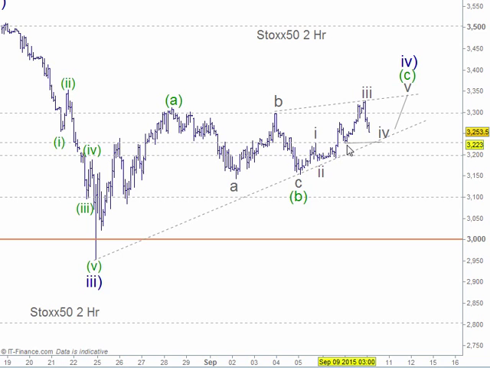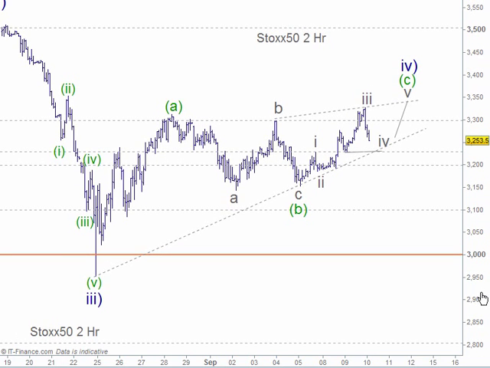So let's just see how that unfolds, and once this is finished, the other main point is that we'd be looking for a move back below here somewhere in 5 waves. So it is quite important, but once we've got confirmation of this situation, once we know that the top is in play, then we can look to short this market.